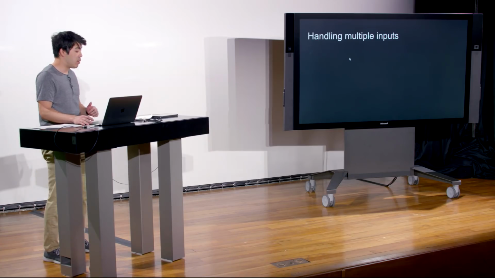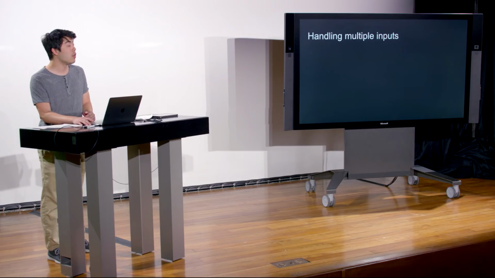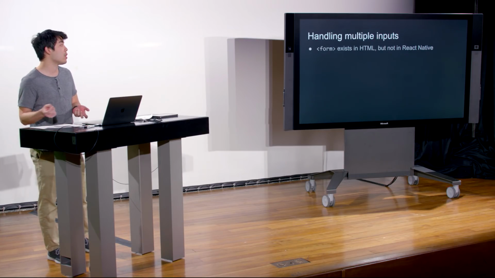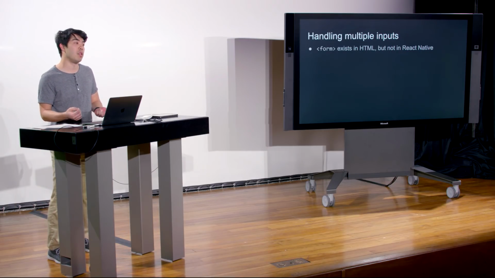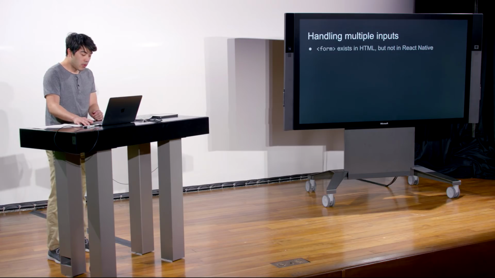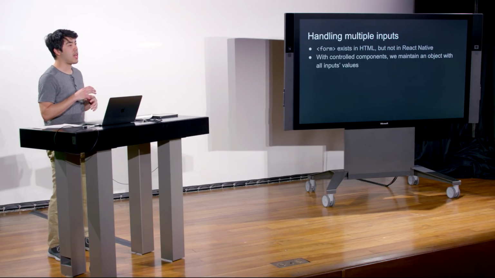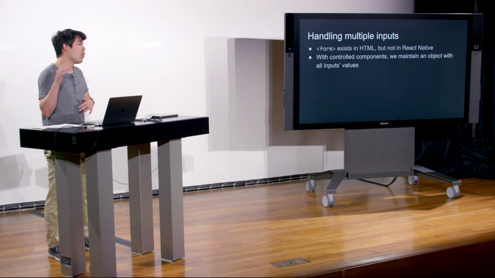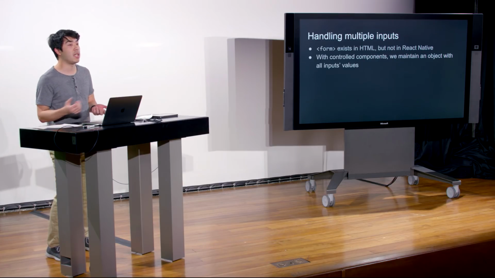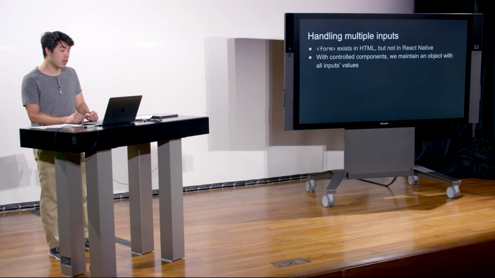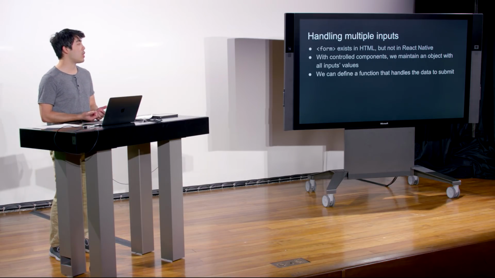Now we have a page that is actually handling multiple inputs. The way we handle that in web is we have a form component. That form component in HTML takes the onSubmit handler, and when you submit the form, that gets invoked. Unfortunately, that does not exist in React Native. But since we're using controlled components, we actually maintain an object with all of the form data. So again, this form component does not exist, but the analogy is that for whatever component we're writing, all of the information that we need is tracked in the state. And so we can define a function that handles the data to submit. That would be the analogy to the onSubmit handler in web. Let's go ahead and do that in our example.